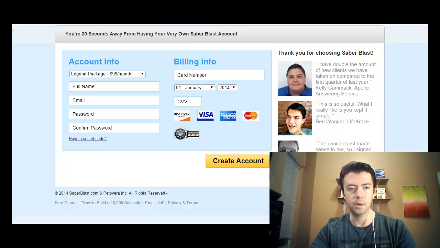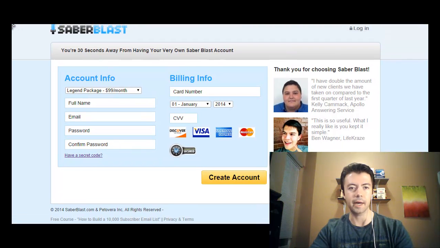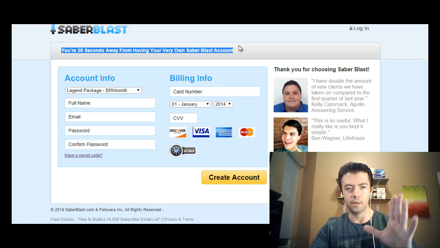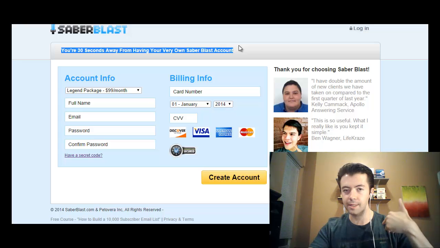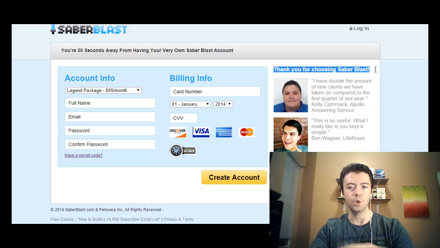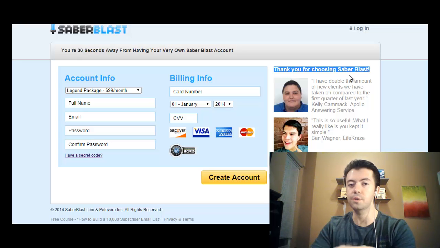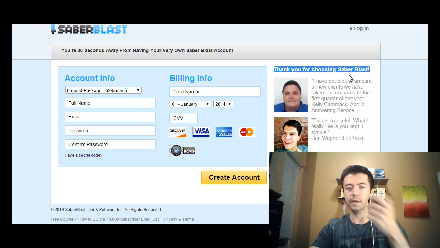And in addition, here's another example from saberblast.com. This is the third step in our 3-step sales funnel on that domain name, saberblast.com. And you can see here how I emphasized that you're only 30 seconds away from having your very own SaberBlast account. That's emphasizing how easy it is and how quick it is to sign up. Furthermore, I'm assuming the sale here where it says, thank you for choosing SaberBlast, right? So as if the sale has already been made.